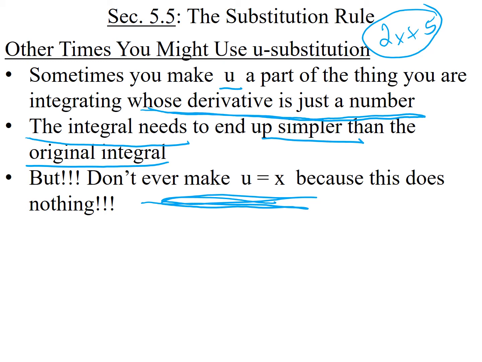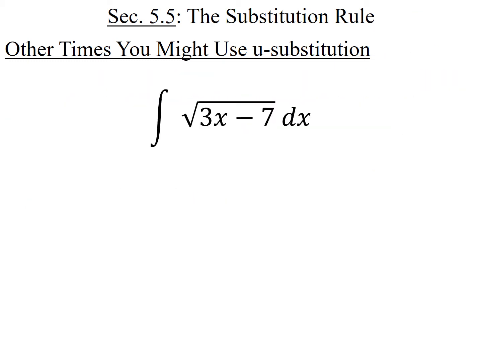Okay. So take a look at this one real quick. And guess what u is going to be? I mean, as it is, I don't know how to integrate this right now. But you might say, okay, let's make u... Well, if we make u just whatever's inside the root here, what's the derivative of that? Okay, so if you make u equal 3x minus 7, then the derivative of u is just 3. Of course, you have to put a dx.